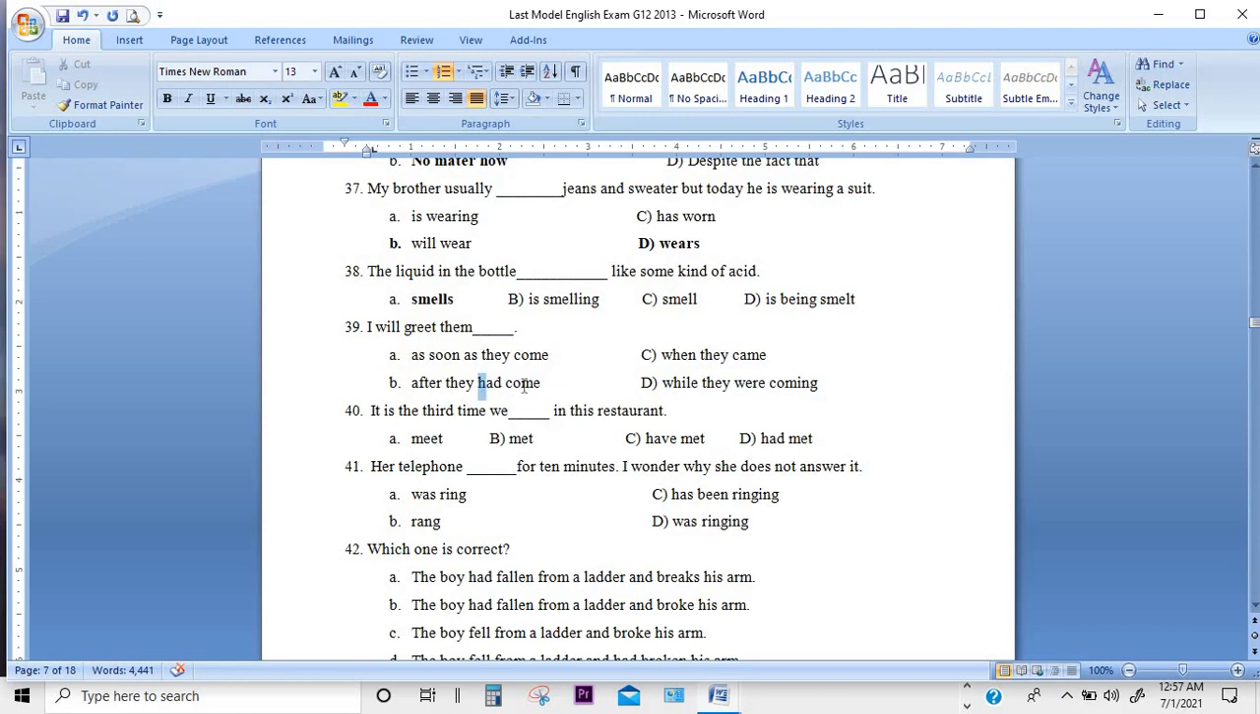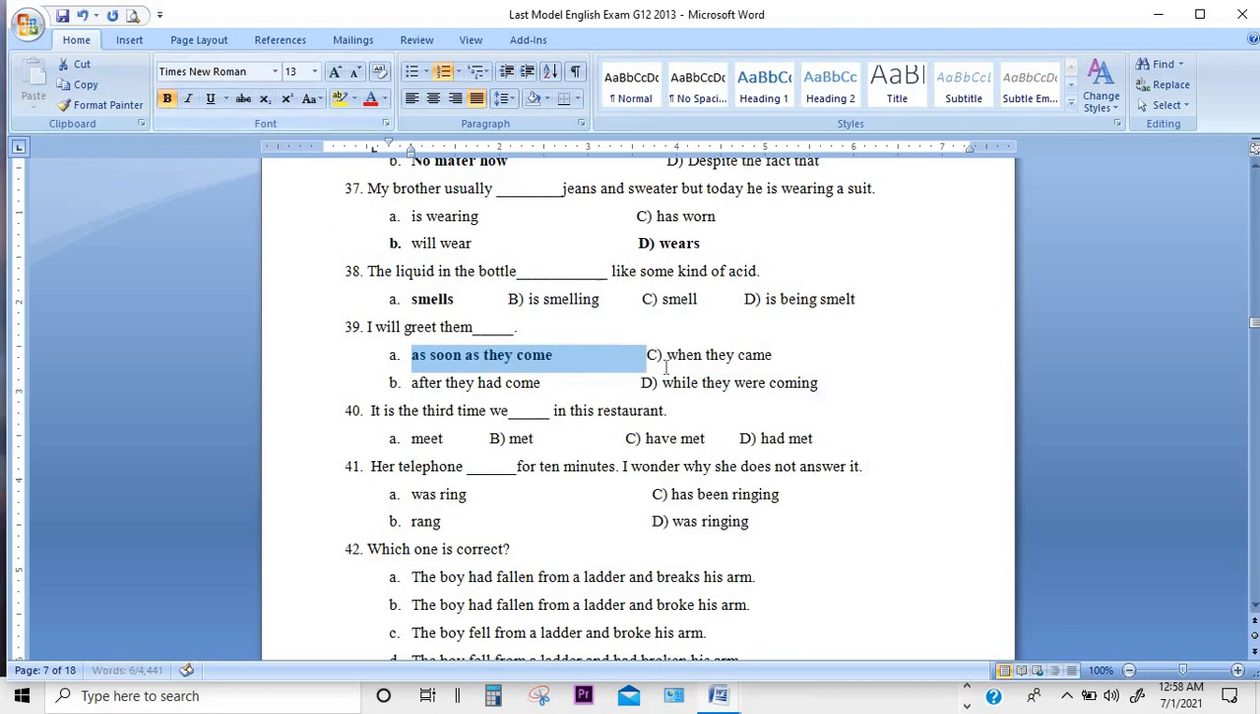After they had come, past perfect. When they came, simple past. While they were coming, past continuous tense. So all the choices B, C, D are from past tense. So we use present tense form. That is A. That's our answer.